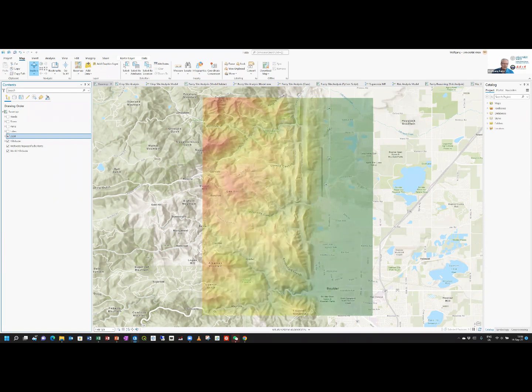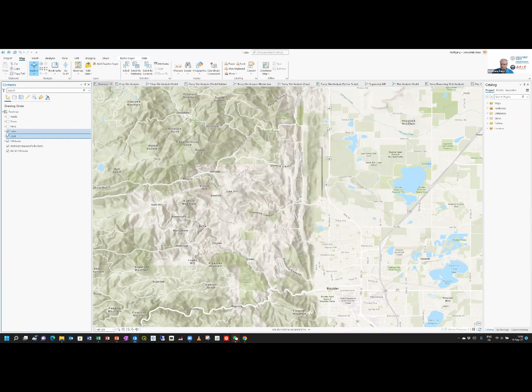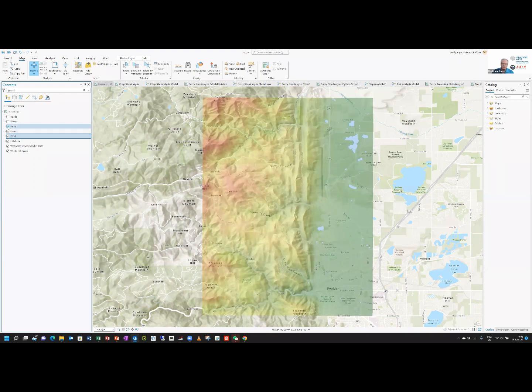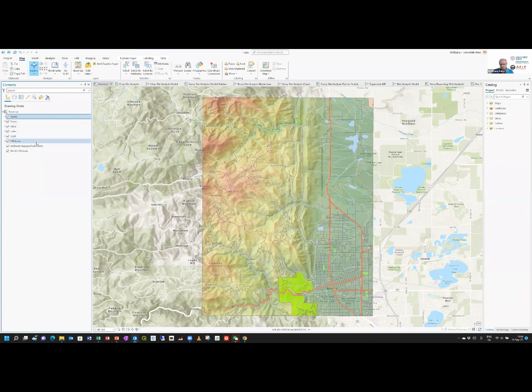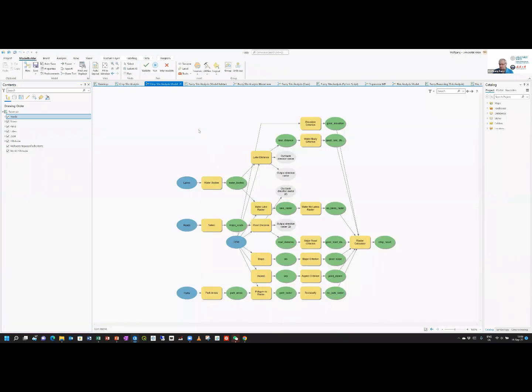We have lakes, we have parks, we have rivers, of course, and we have roads. So now we would like to implement our criterion, and we could do that, for example, using the model builder. For those of you who are familiar with ArcGIS, you know the model builder. It's basically the same in ArcMap and in ArcGIS Pro.